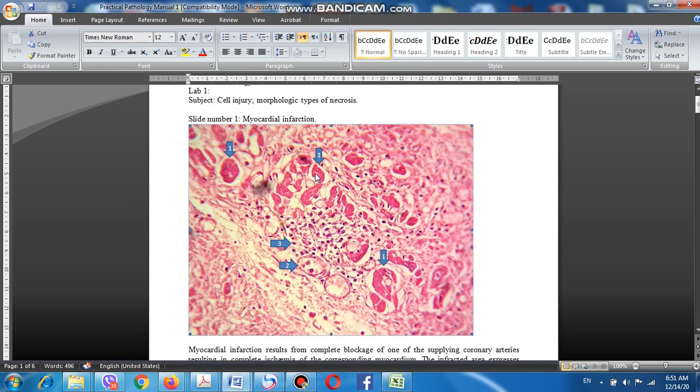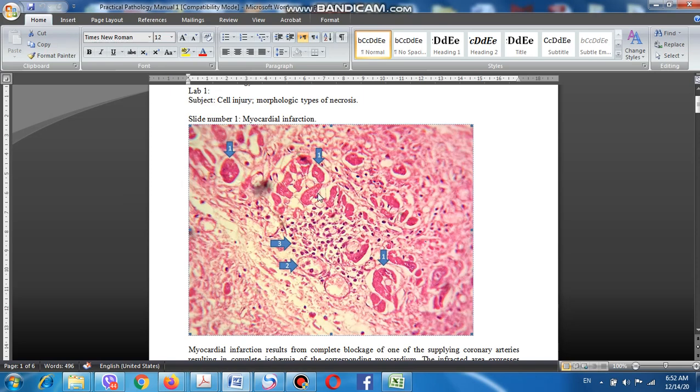cytoplasmic eosinophilia, cellular swelling, and with the progression of cell necrosis, there will be loss of nuclei. As you can see here, this cell has lost its nucleus, leaving a space, a shadow. It is as if this cell is a ghost, because we know all cells must have a nucleus, and if something happens and the cell loses its nucleus, it is a dead cell. So this is a dead cell.